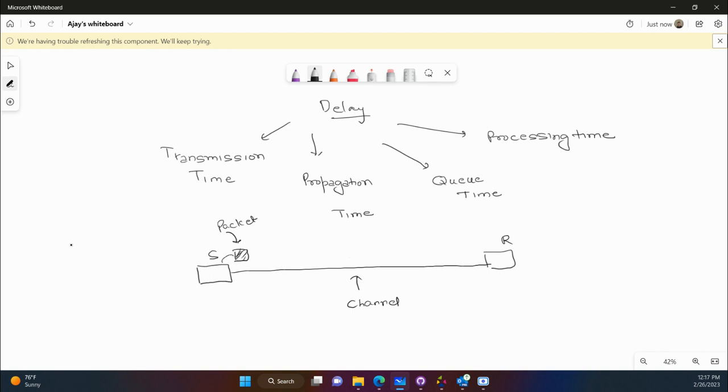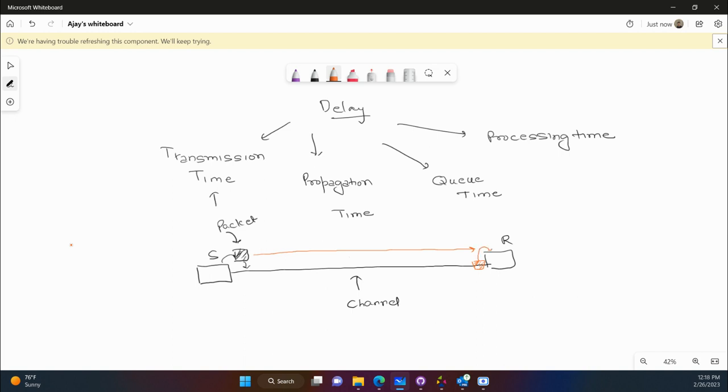The first time, the sender needs to put this packet on this particular channel, and the time taken for this operation is known as the transmission time. Once this packet is on the channel, it needs to travel to the receiver, and let's say the packet reaches here. The time taken for this is known as the propagation time.